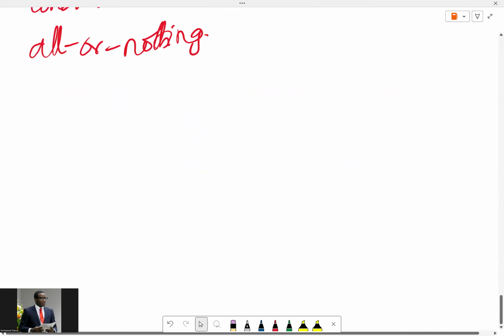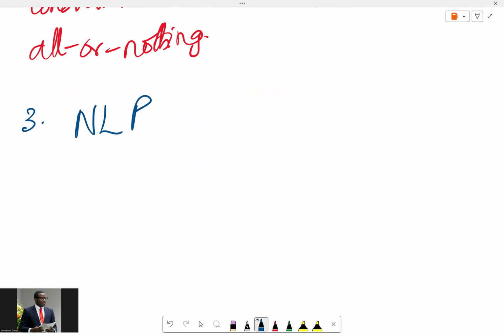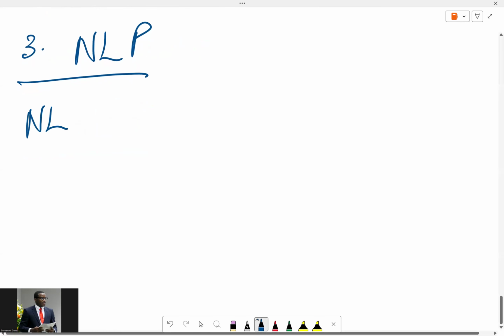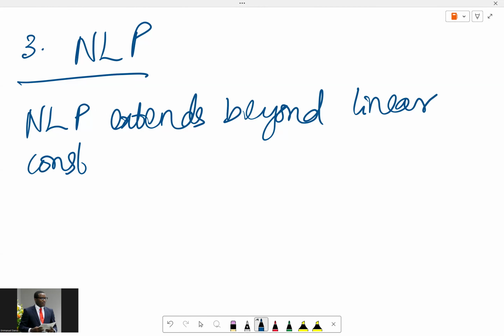Okay. Now let's go to the third point where we talk about non-linear programming, because we are basically considering linear programming and non-linear programming. Three, non-linear. Okay, I've stated it already. NLP is simply non-linear programming, right? So non-linear programming extends beyond linear constraints and objective functions.